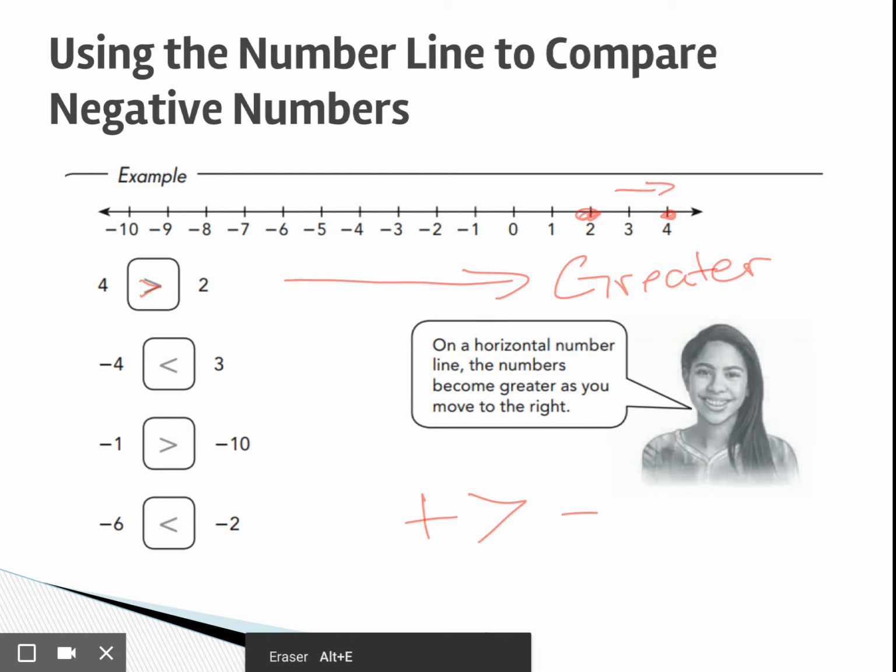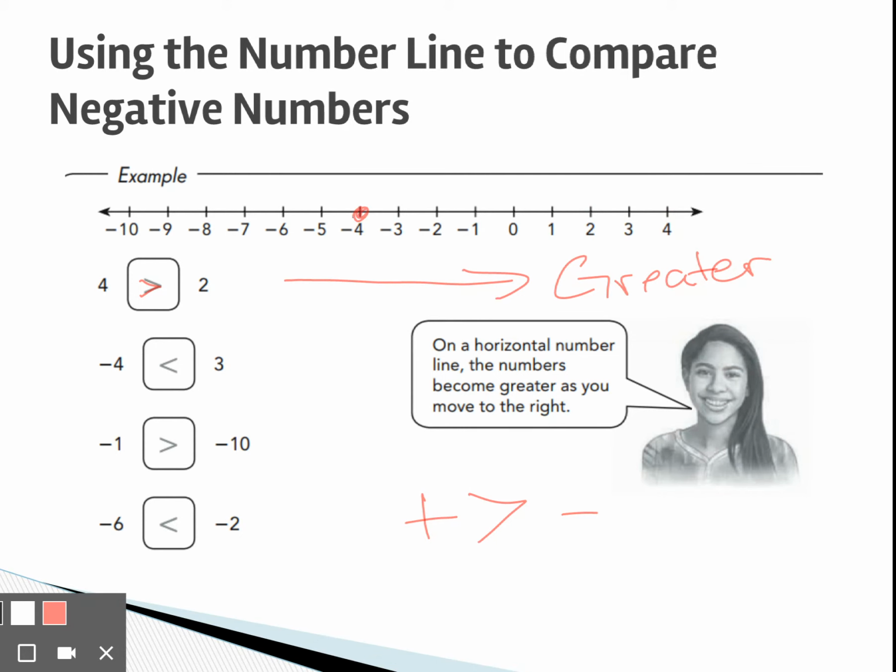So let's look at the next one where we have a negative. I have -4. -4 is over here compared to +3. +3 is further to the right. So even though this -4 is a larger digit, because that's a positive, -4 is less than 3.